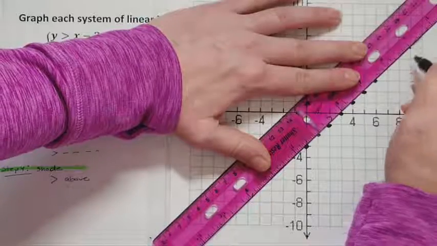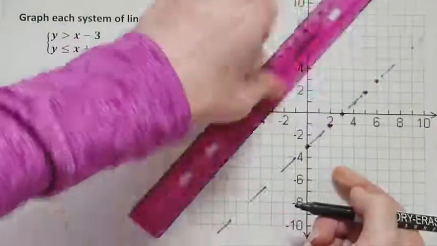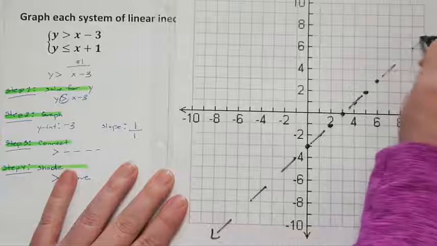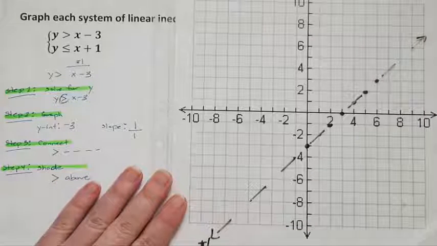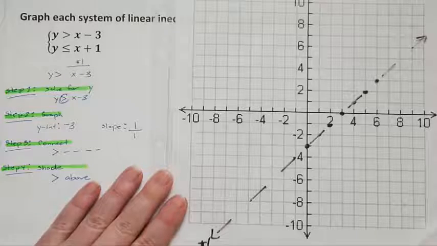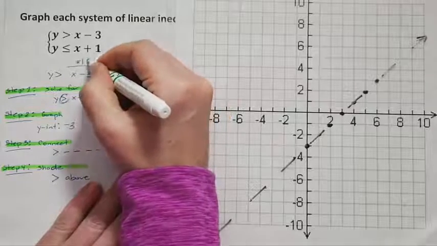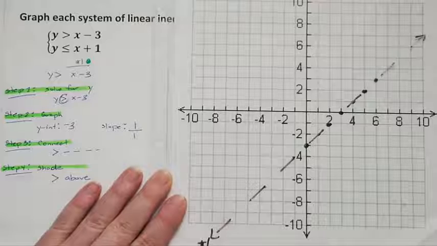So here is my dashed line. You need to have arrows on both ends, and I like to label my line. This was line number 1. Now I need to shade it. So that I can make sure my colors are separated, I'm going to color this one in green. I'm going to put a little green dot next to line number 1.